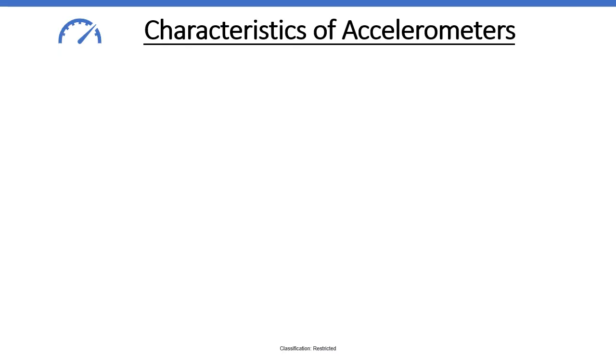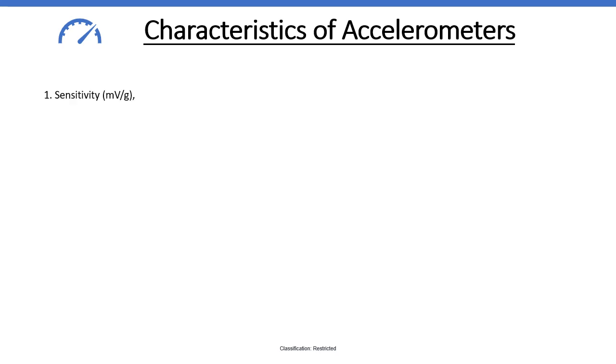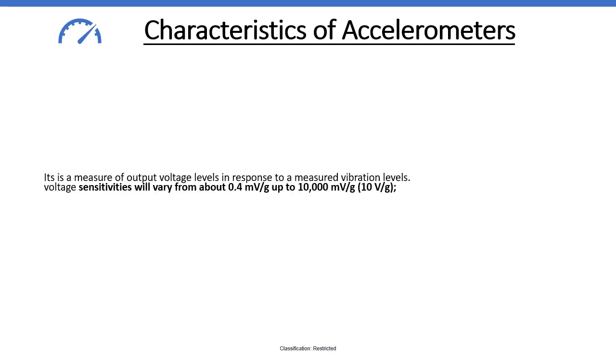There are various characteristics of accelerometers which affect their performance. The first one is the sensitivity, which is expressed in millivolt per gram, and the second is the frequency response, which is expressed in hertz or CPM or RPM. The third one is the mass of the accelerometer, which is expressed in grams. Let's see what sensitivity is. In simple terms, it is a measure of output voltage levels in response to measured vibration levels.